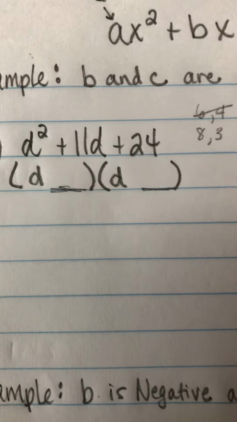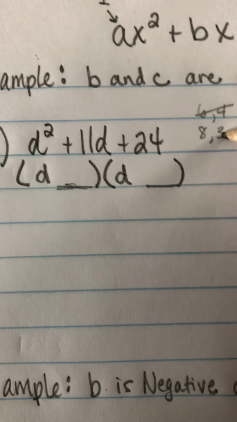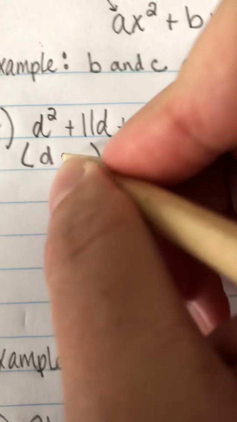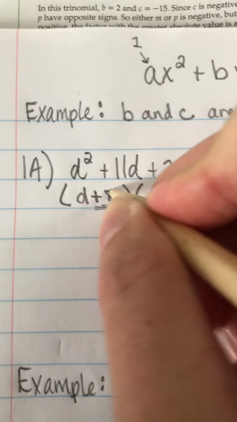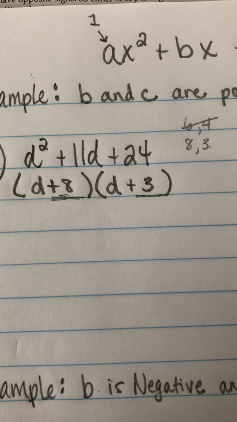8 and 3. Do those multiply to give you 24? Yeah. And do they add up to 11? Yes. So positive 8 and a positive 3. So that's what fits in there.